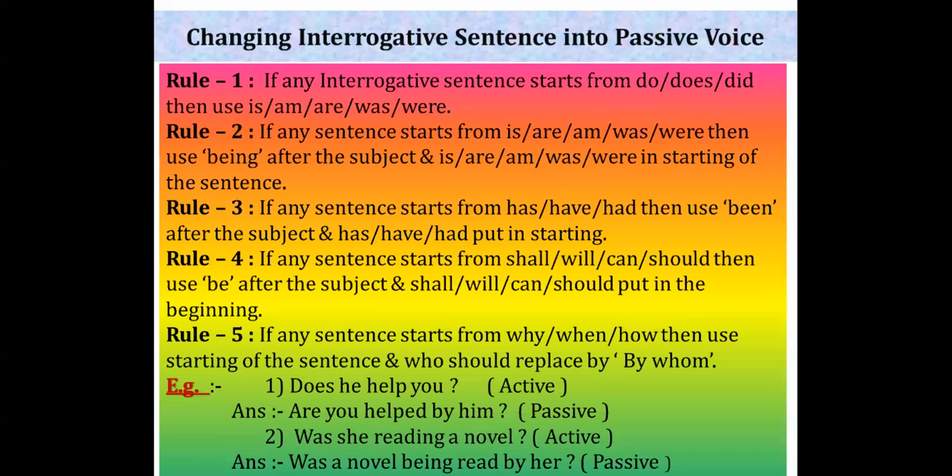Second rule: if any sentence starts with is, are, am, was, or were, then use being, B-E-I-N-G, after the subject, and am, is, are, was, were at the start of the sentence. We are going to discuss all these rules according to examples.